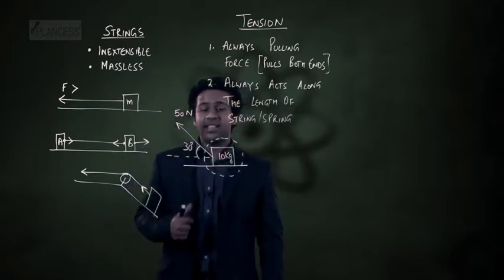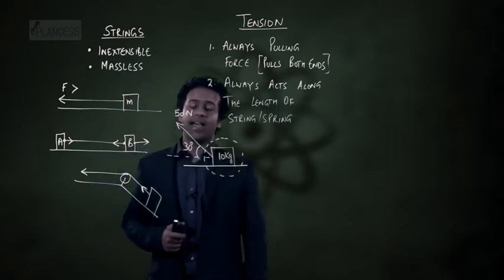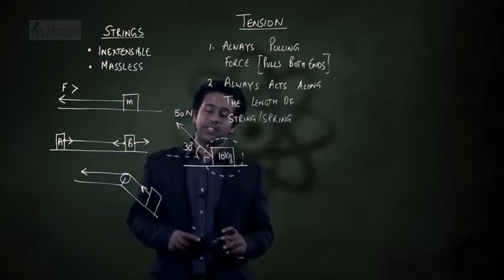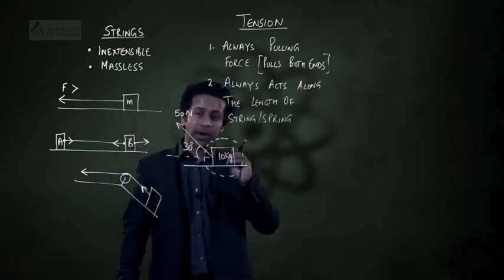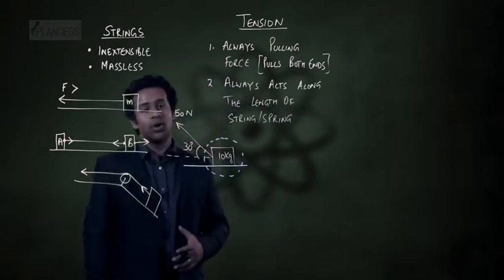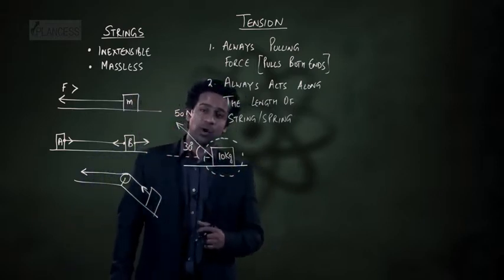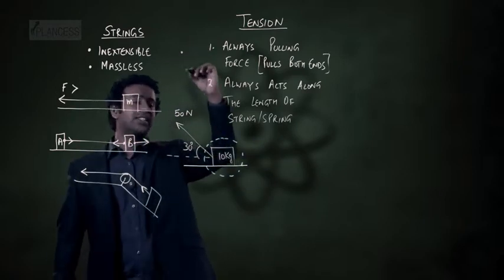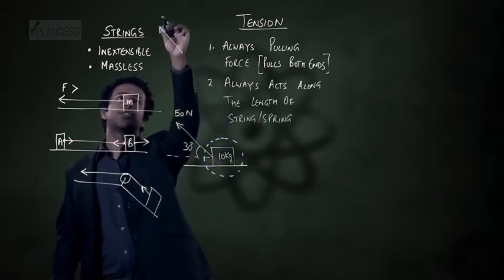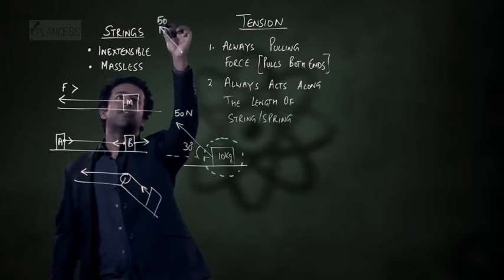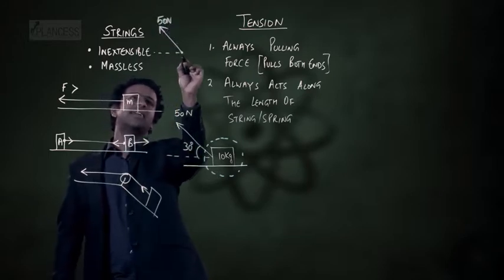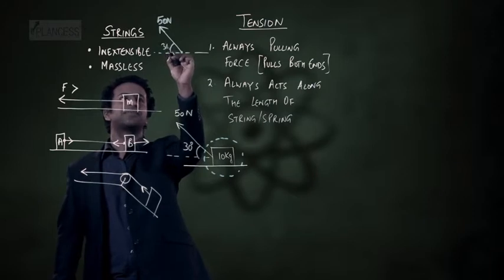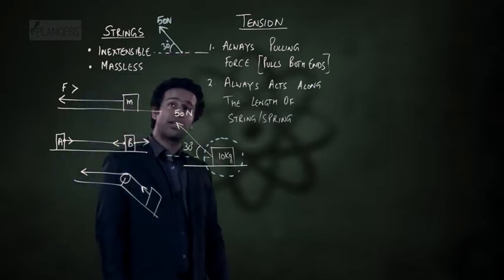Now, next comes drawing the free body diagram, where we will not draw the surfaces, we will draw this block as a point and then list down all the forces which are acting on this block. Right. So the first force which we see is clearly the 50 Newton force. So this is the 50 Newton force acting at 30 degrees with the horizontal.